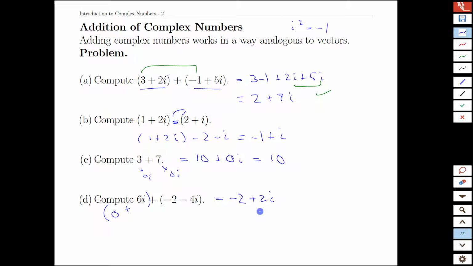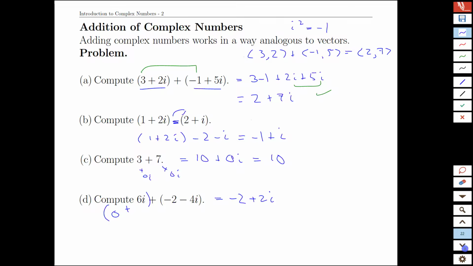I take the 3 and the -1, I add them. And then separately, I take the 2 and the 7, I add them. Gosh, that sounds familiar, because it sounds exactly like what we did with vectors. If we'd said, hey, if you can add the vector 3, 2 to the vector -1, 5, what would you do? Well, you would add the components separately. You get 2, 7, right?